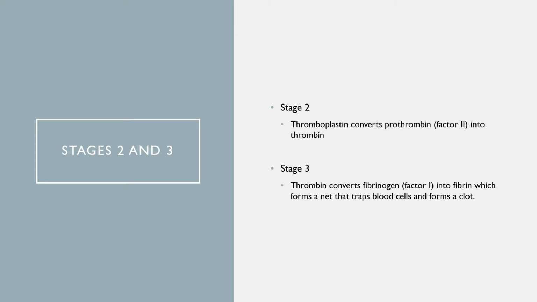Okay, for stage 2, thromboplastin converts prothrombin, which is factor 2, into thrombin. And in stage 3, thrombin converts fibrinogen, which is factor 1, into fibrin, which forms a net that traps blood cells and forms a clot. Okay, so stage 3 is when that fibrin is formed.